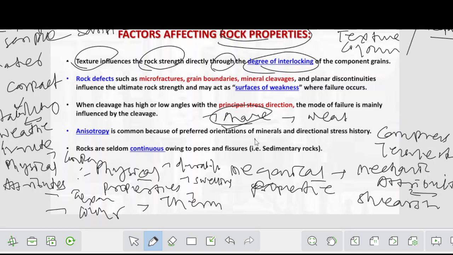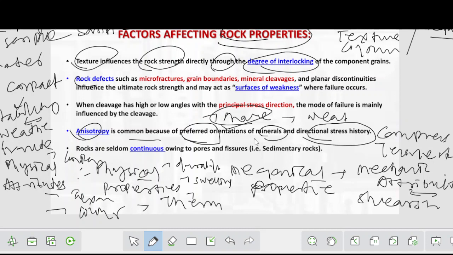So texture affects the rock properties. If there is some defect, like a microfracture in the rock, or mineral cleavage, or any type of weakness in the rock, that affects the rock properties, yes or no? So all these things affect the rock properties, okay? Not only the physical but the mechanical attributes also, okay? And anisotropy is common because of the preferred orientation of the mineral and the directional stress history.